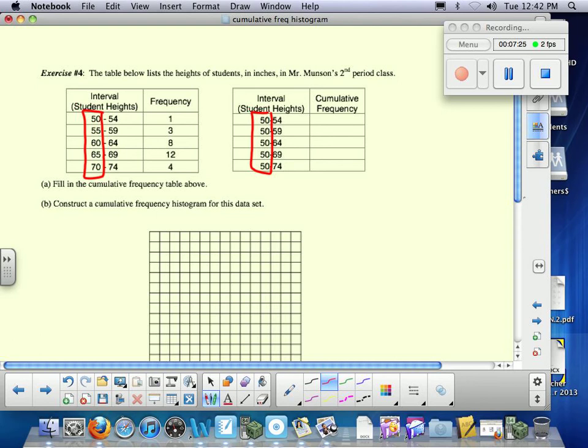Who can I, thank you, Nick. Our first interval gets a what value? A 1. Can you go to our second interval? Go ahead. 4. Good. You want to keep going?